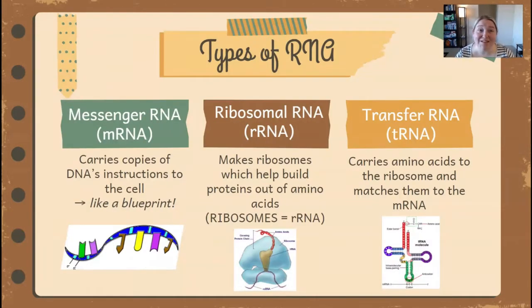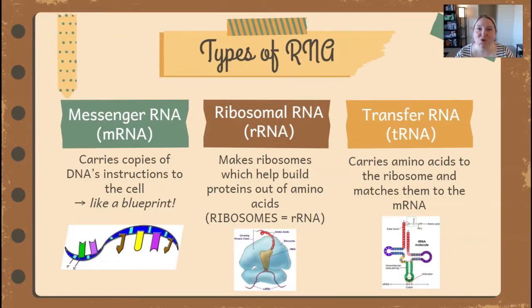So let's talk about the types of RNA. There are 3 types. We have messenger RNA, which is the one that we'll be dealing with the most. This is the one that carries the copies of DNA's instructions to the cell. It's like a blueprint that goes from the architect to tell the builders how to actually build it. So again, it's the blueprint. As you can see, you have that single-stranded structure that we saw previously on the other slide.